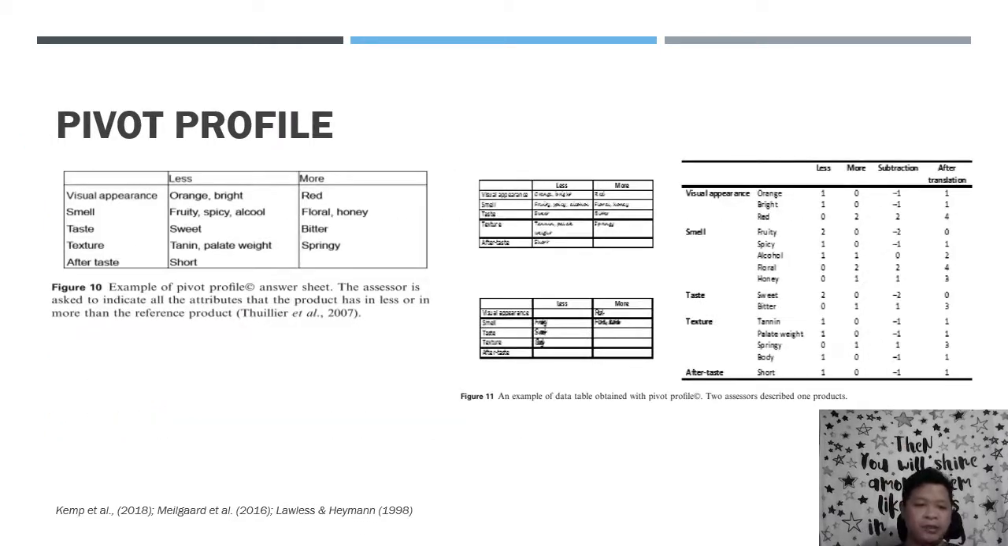So here's the example ng score sheet for pivot profile. Okay, so based on the reference, the product is of a lighter orange shade. It's less bright, it's more red. It's compared to the reference less fruity, spicy, and alcoholic. And is more floral and more honey notes yung kanyang smell and so on. And then in this example, they combine the data from 2 assessors and try to tabulate yung information.